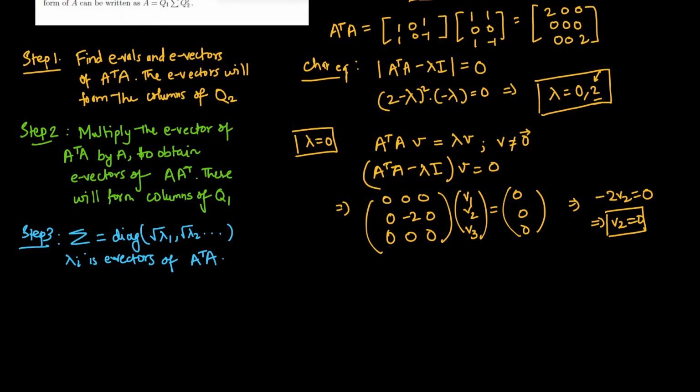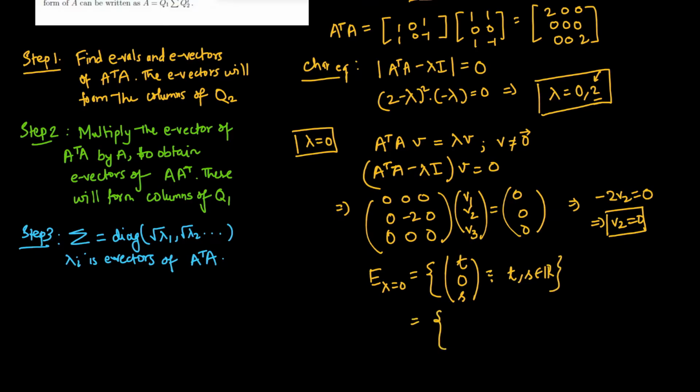So what is the eigenspace? The eigenspace corresponding to lambda equal to 0. By eigenspace, I mean the space spanned by the eigenvectors, right? So all elements of the eigenspace will be eigenvectors, right? So this can be written as: the first component can be anything, so let me write T. The second one has to be 0 because V2 is 0. And the third one can be anything. Let me write S. So T and S are real numbers.